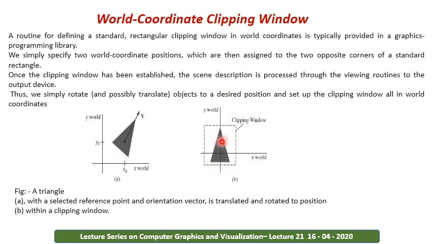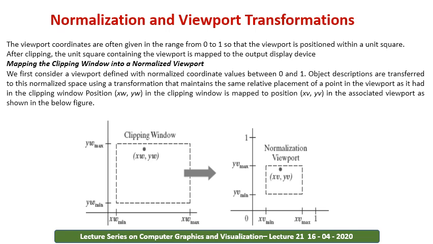If we apply some translation and rotation to this triangle object, it is going to fit within the clipping window, so that the triangle entirely lies within the clipping window and will be sent for output. Then the triangle will be displayed on the screen. This is how the world coordinate reference frame takes the object to display onto the screen.